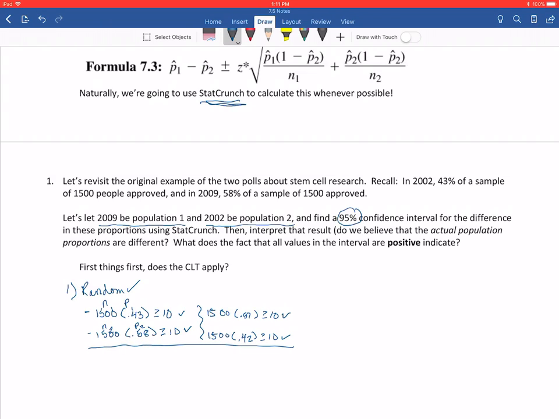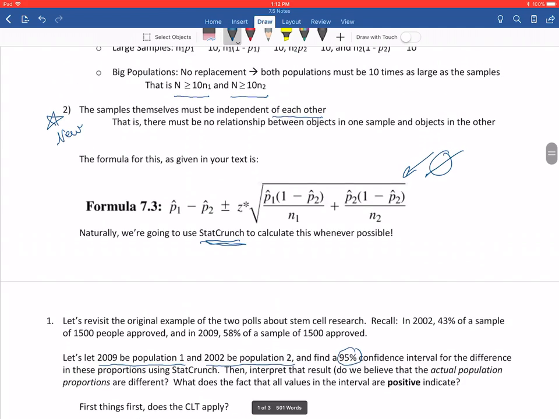There's a lot of checks that you have to perform here to make sure these are going to work. Take my word for it, these are. Check them for yourself. They are. And then the very last one that we have to check: are both of our populations big enough?